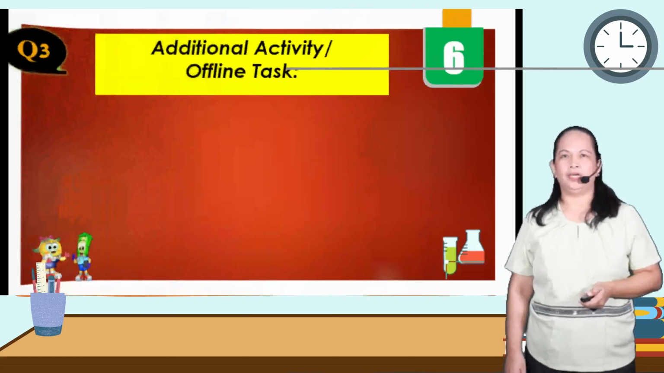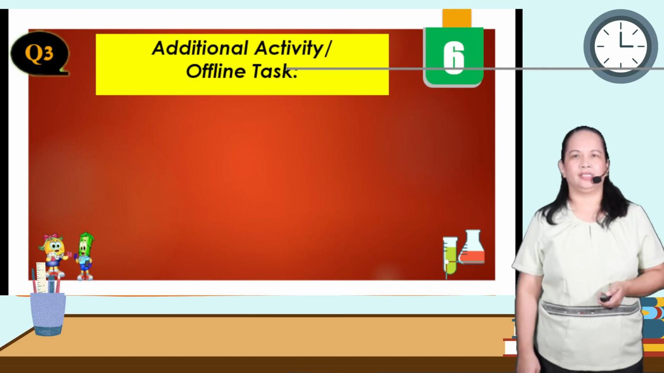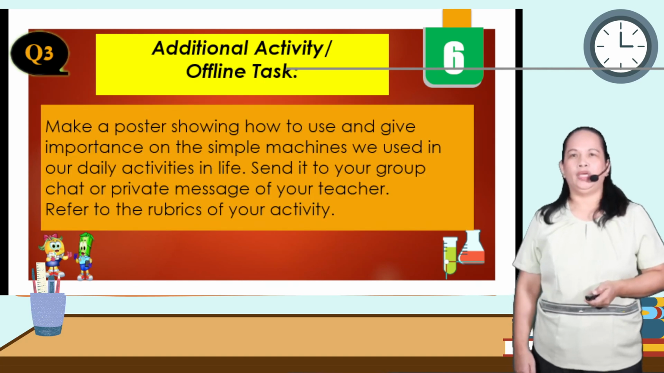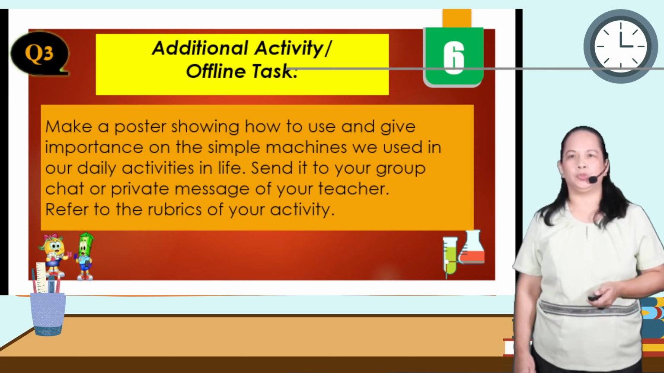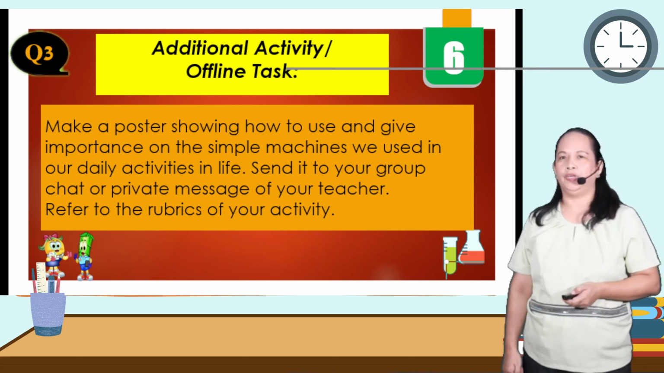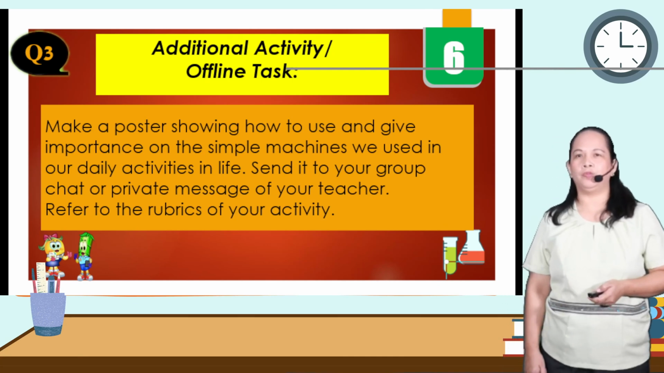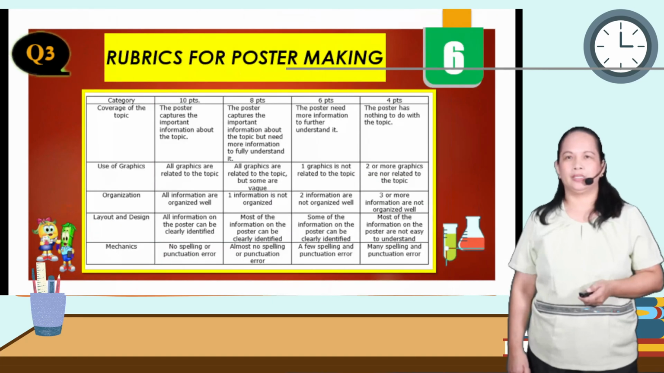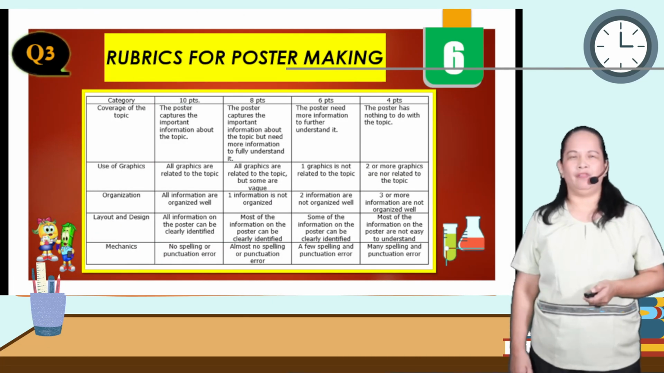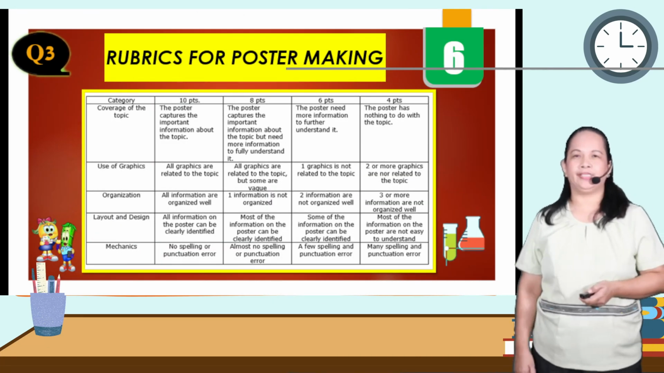Now for your offline task, you're going to make a poster showing how to use and give importance on the simple machines we use in our daily activities in life. Now, you can send it to your group chat or private message of your teacher. You can refer to the rubrics of your activity. Okay, you can have a screenshot of the rubrics for poster making.